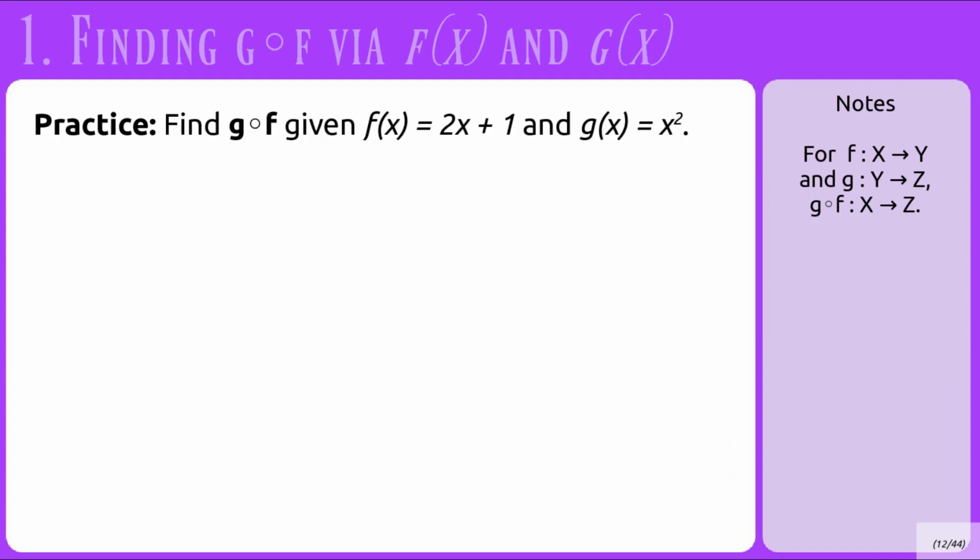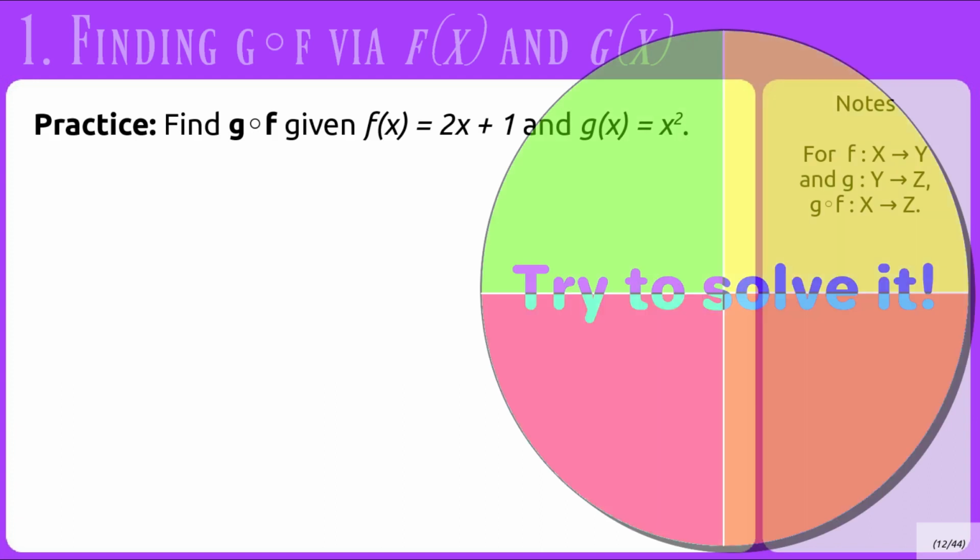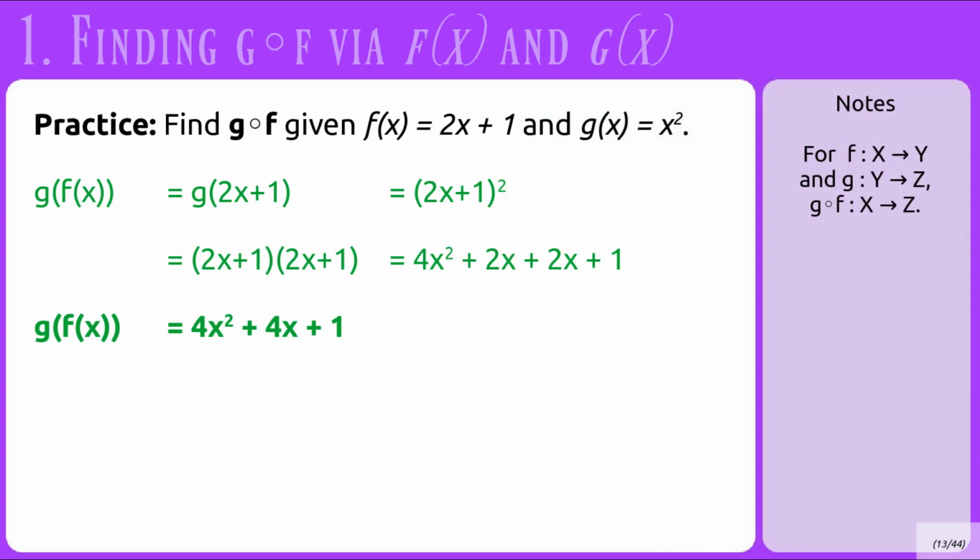Let's also practice with the equation. Find g of f given that f of x is equal to 2x plus 1, and g of x is equal to x squared. We can solve this by starting off with g of f of x, and then writing g of 2x plus 1, then continuing to write it out. So this would be 2x plus 1 in parentheses squared, and you'd split it out and FOIL it and get the final version. So g of f of x would be 4x squared plus 4x plus 1.